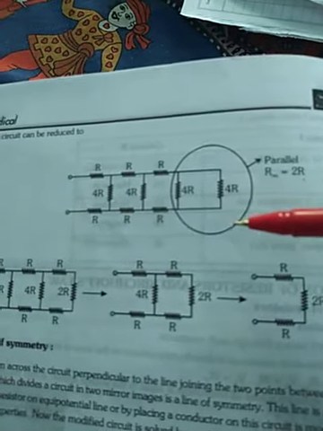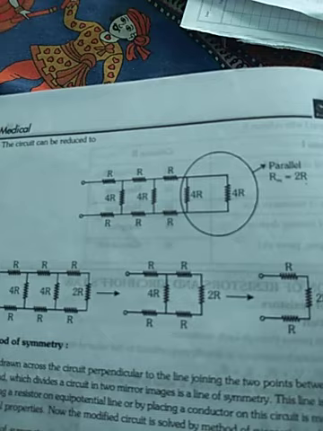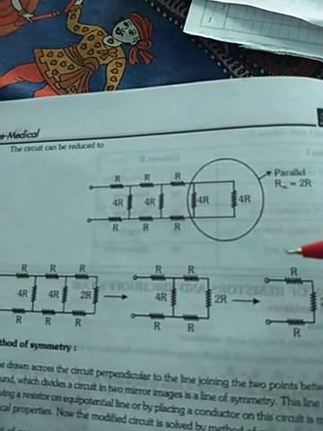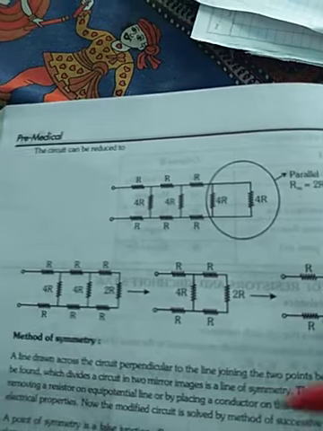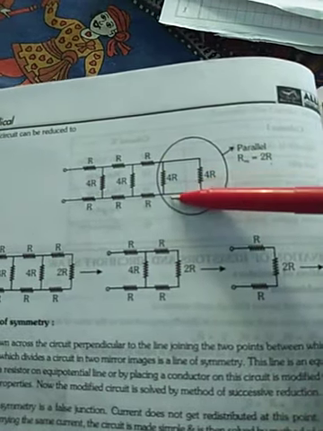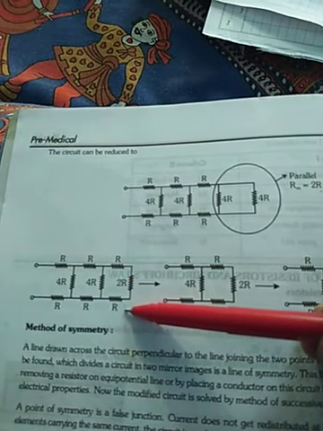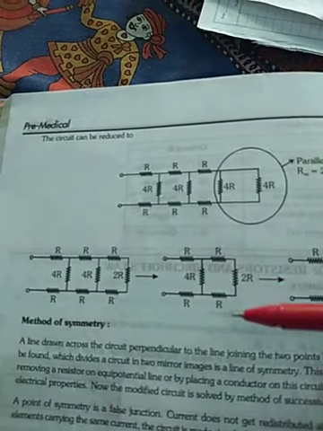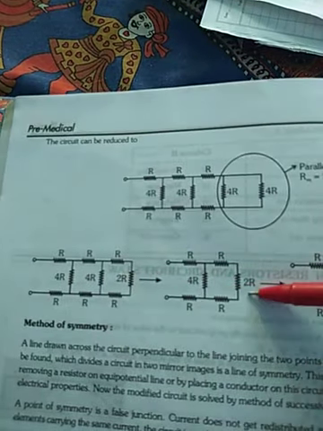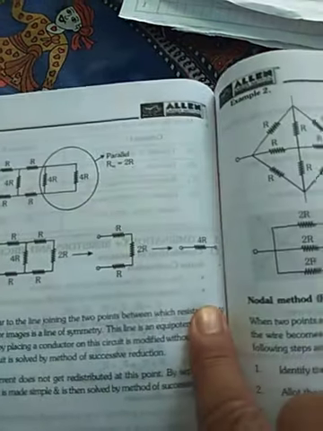If n resistors of resistance R are in parallel, then their net resistance is R divided by n. So 4R parallel, their resistance will be 2R. Now 2R, they are in series, they will become 4R. 4R parallel, they will become 2R. Then you can solve very easily, the answer will be 4R.